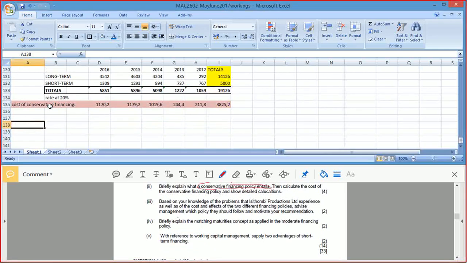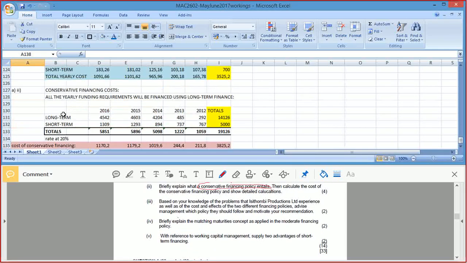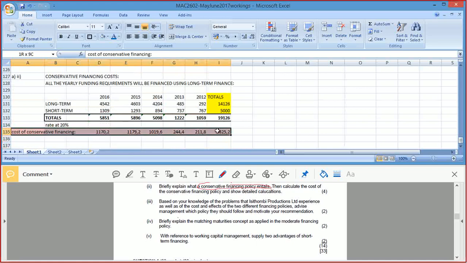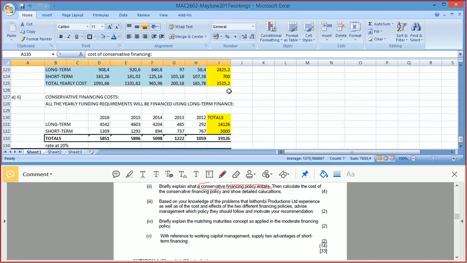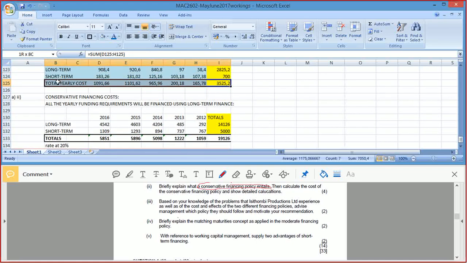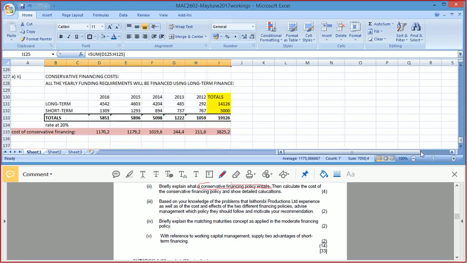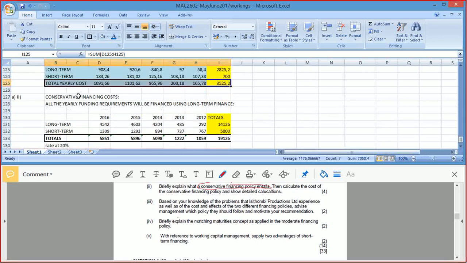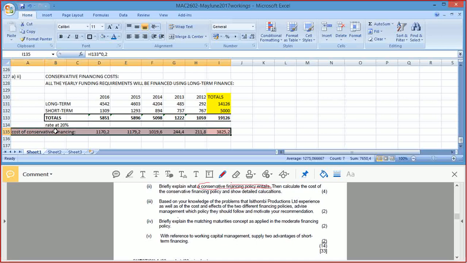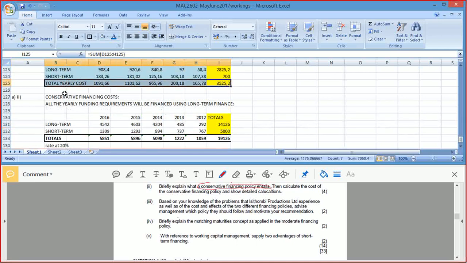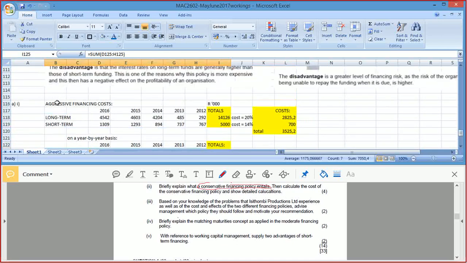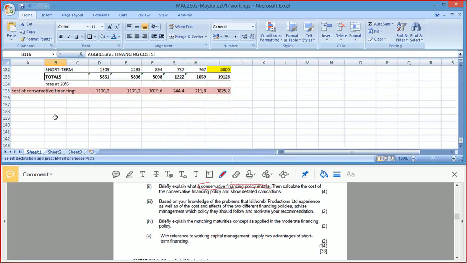They're gonna use the conservative, sir. Conservative, look at the costs, more or less. Oh, it's like it's more. It's more. So which is cheaper? Yes, sir. Oh, the aggressive. Yes. Okay, we know aggressive is cheaper.